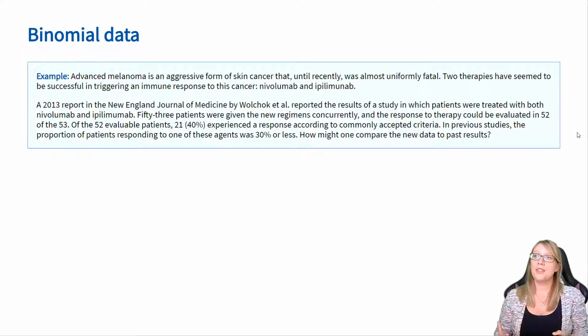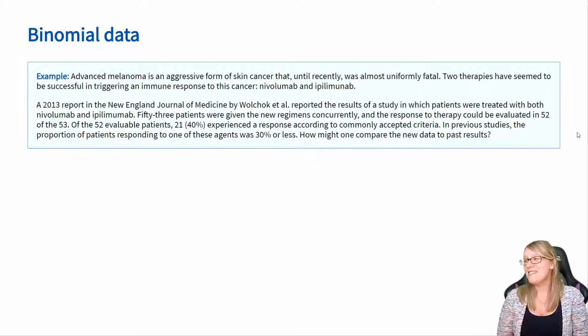So let's start with an example. Advanced melanoma is an aggressive form of skin cancer that until recently was almost uniformly fatal. We have two therapies that have seemed to be successful in triggering an immune response. This one and this one. We'll say the N therapy and the I therapy so that I don't go crazy.